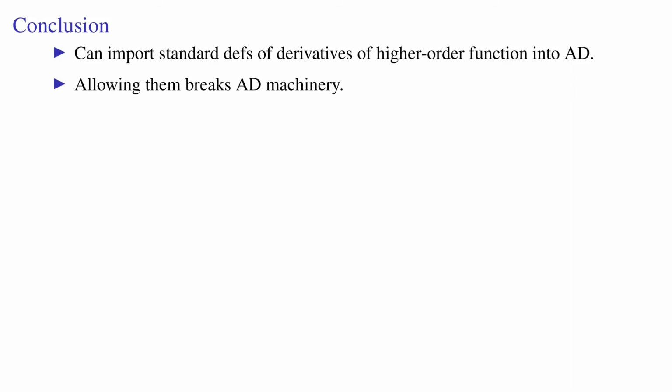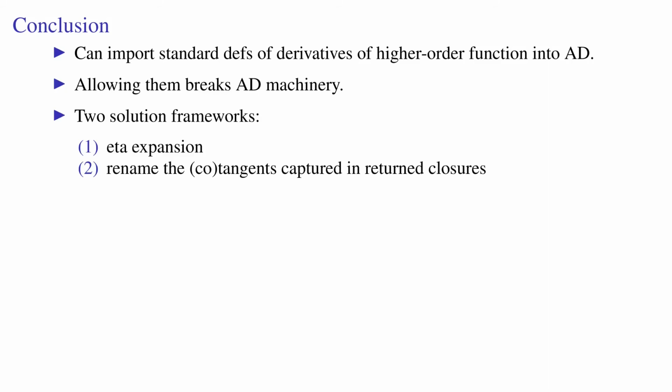Okay, take-home message. We can import the standard definitions of derivatives of higher order functions into automatic differentiation, but allowing them breaks the automatic differentiation machinery. Now, it might be a stretch to call this the amazing bug. It's a pretty crowded field, but I hope you'll agree that it's an amazing bug. We have some ideas for solving this, and I propose two solution frameworks. One is based on eta expansion, and the other is on renaming tags away and then renaming them back when they're passing through the tangents of closures.